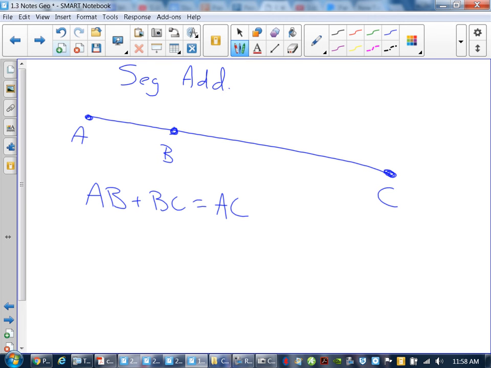Okay. Now, what this allows you to be able to do is, let's say this was 7, and the whole thing here was 31. What's the missing piece? How much?